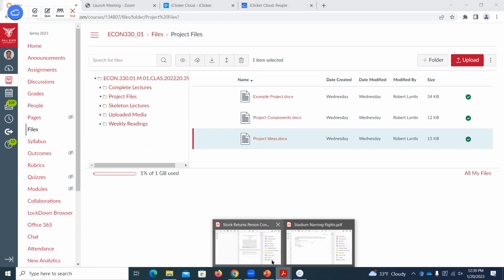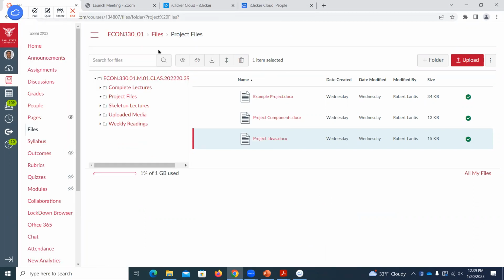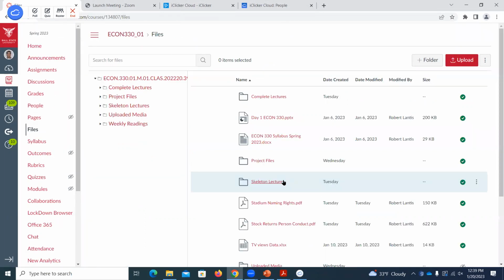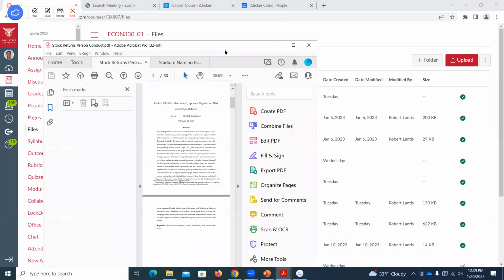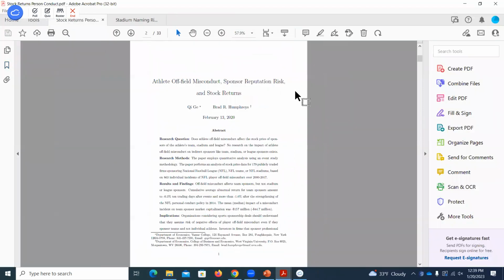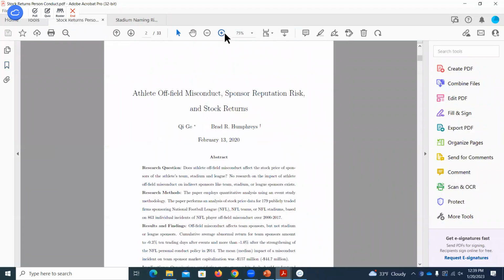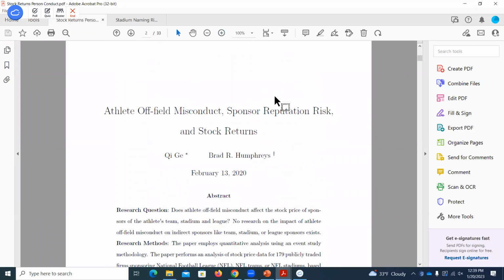So I'm going to pull up under files. We'll go to this stock returns personal conduct paper. So this will be the last week where I walk us through a paper. From here on out, I'll expect that you at least skim through or read these papers enough to get a general idea of what they did.